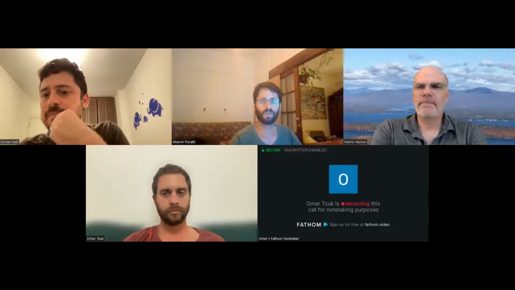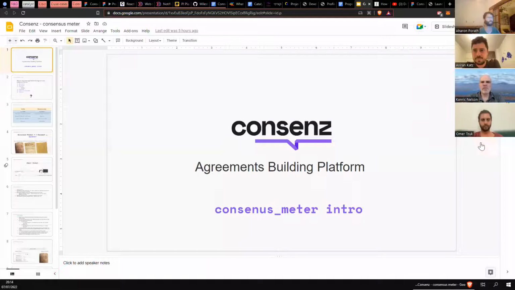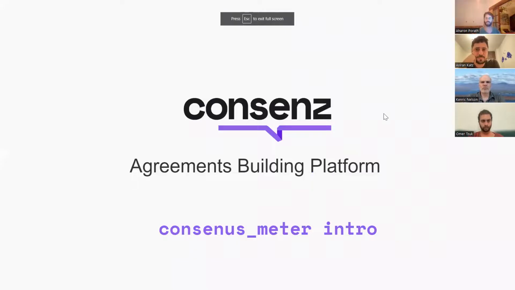Okay, so I will talk about the consensus meter, mainly about its rationale, and also about the formula itself. I will also share some simulation of this algorithm. So, intro to the consensus meter of Consenz.